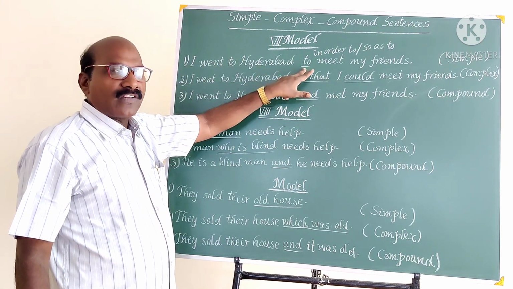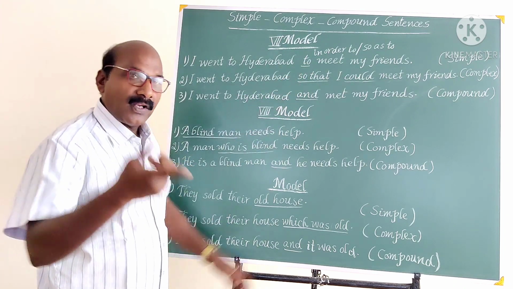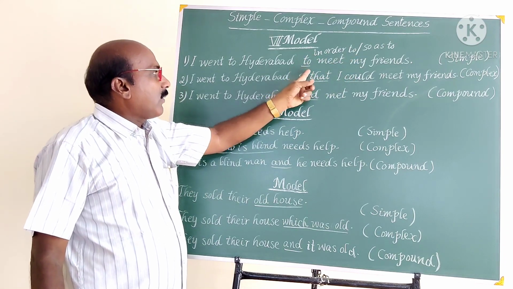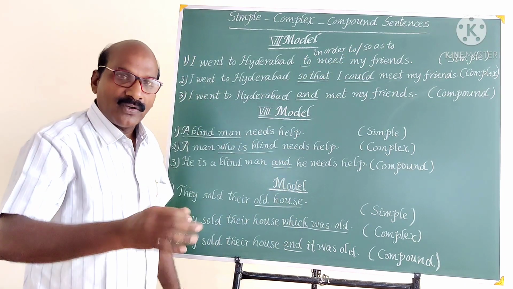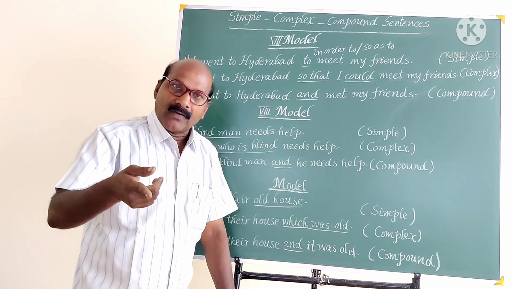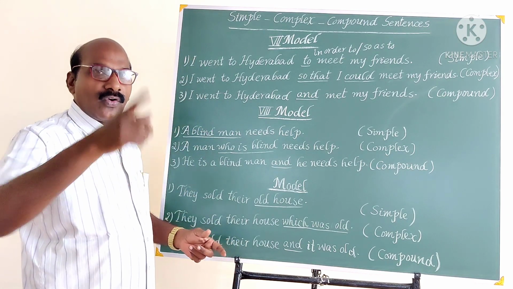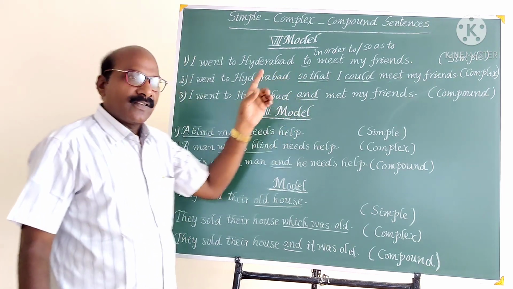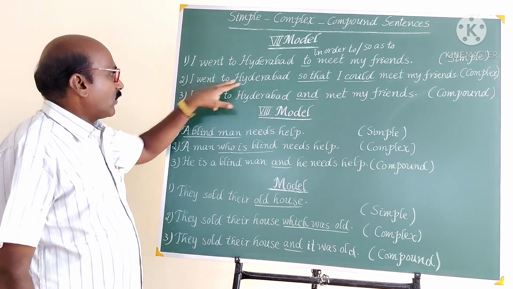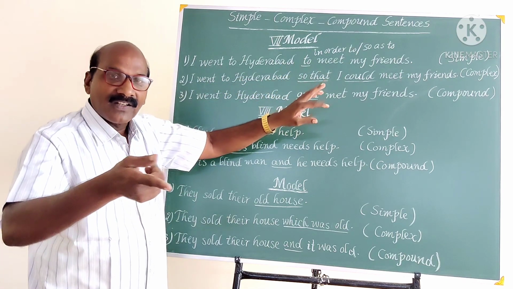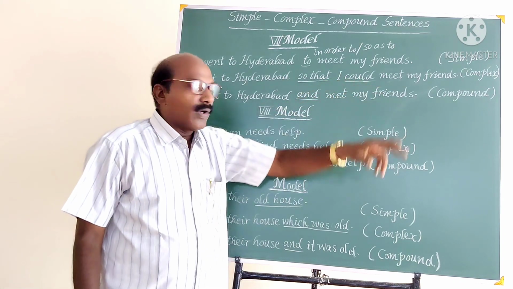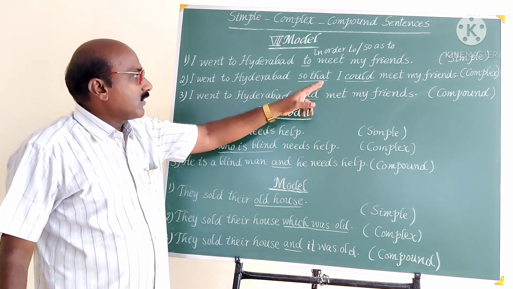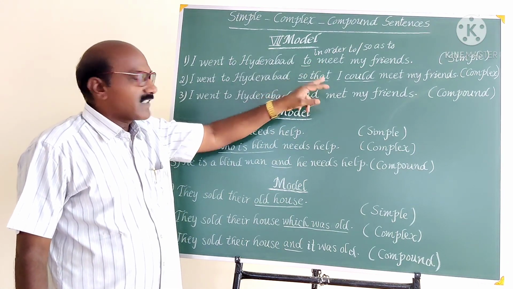Sometimes in place of to you can also use in order to or so as to. I went to Hyderabad in order to meet my friends. I went to Hyderabad so as to meet my friends. To meet my friends, in order to meet my friends, so as to meet my friends. You can use that in a simple sentence. And to change that into complex, we have to write like this. I went to Hyderabad so that I could meet my friends. So that I could meet my friends. Almost the same meaning is carried here.